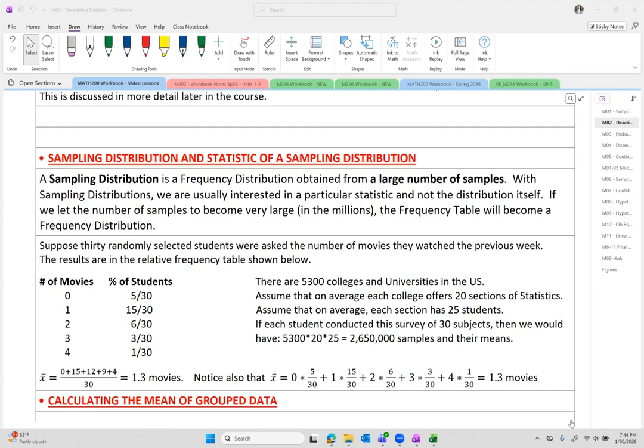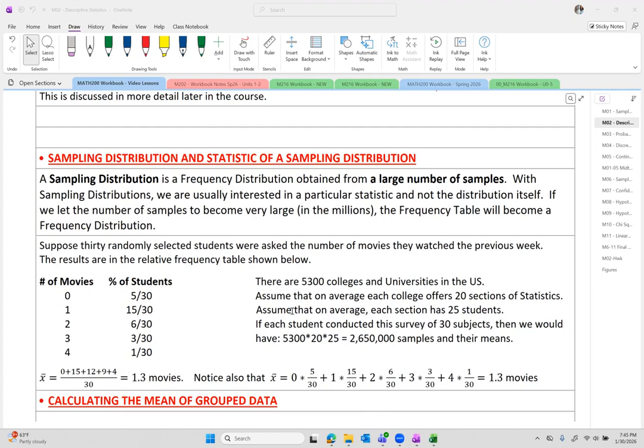So, that means if we were to repeat an experiment multiple times for multiple samples drawn from the same population, what would the average look like? What would the proportion look like? Or what would some other statistic look like?